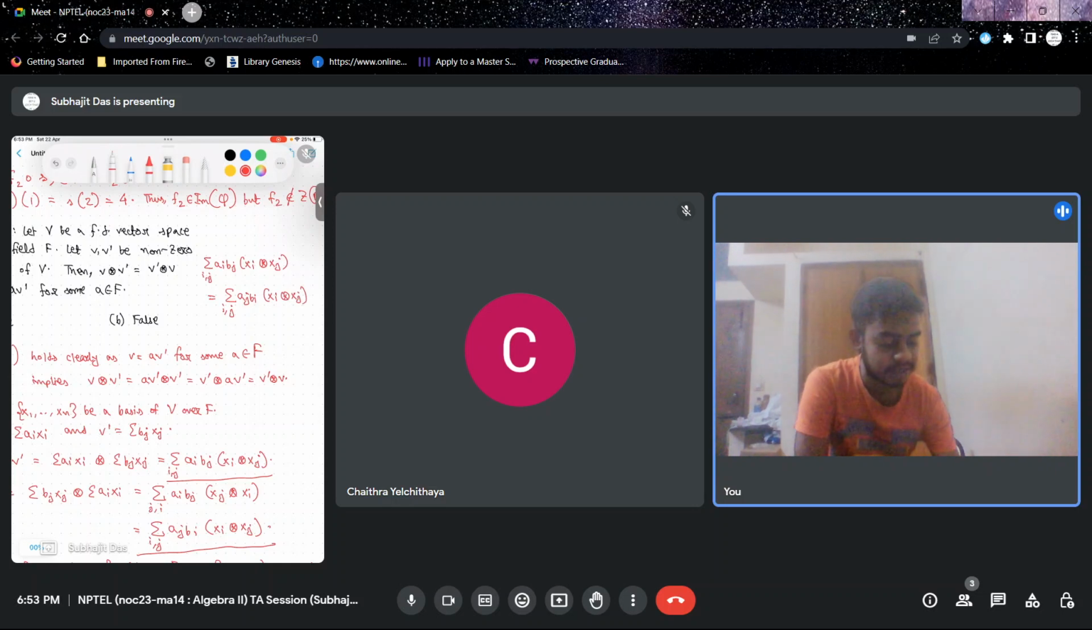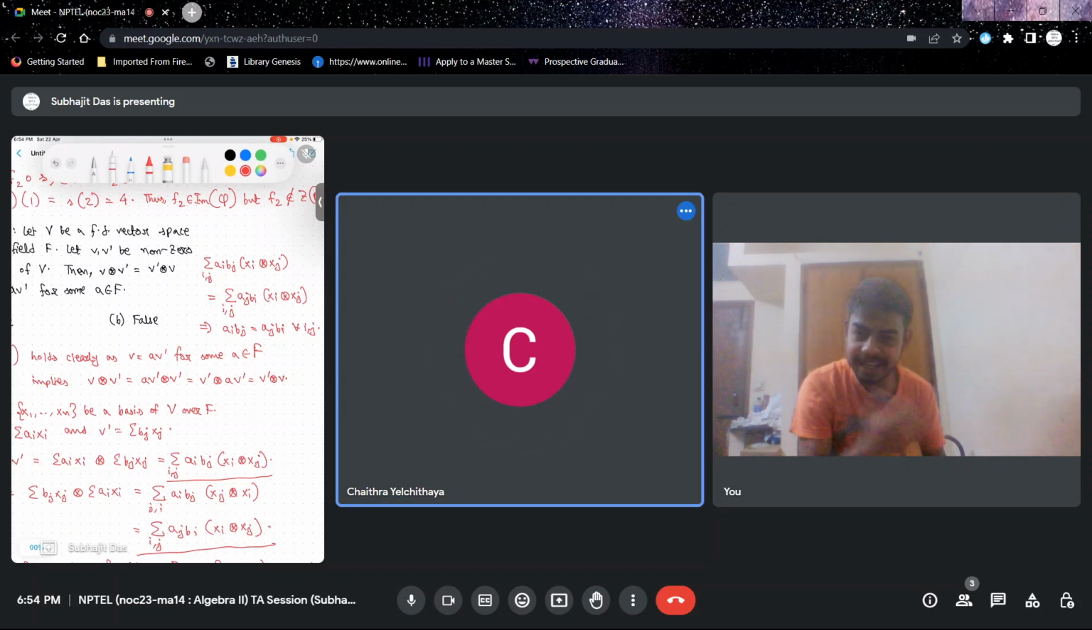So this side is V tensored with V prime and this side is V prime tensored with V. Now the computation here is not important. What I am asking here is, if these two elements of the tensor product are equal, can you conclude from this that ai bj will be equal to aj bi for all i and j? Did you understand the question?